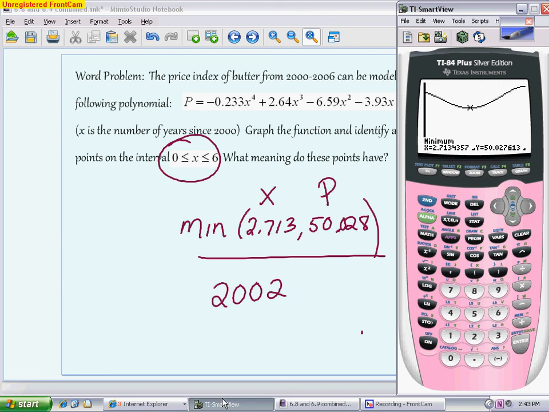So this goes through a problem. This would have been something we would have done in 6.8. The idea that we can use our calculator to identify turning points, and then we can actually find those turning points on our calculator.